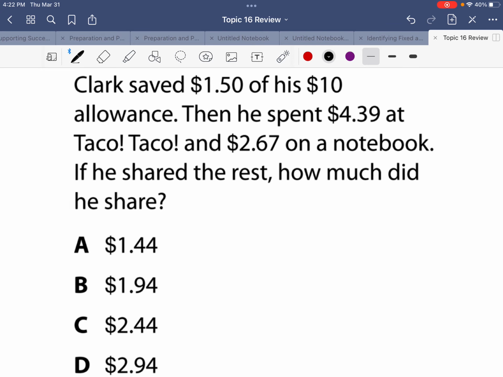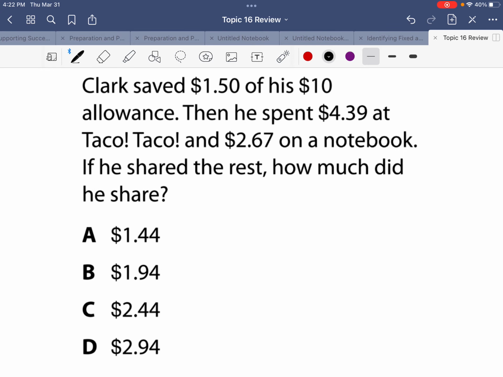Okay, I'm going to read it. It says Clark saved $1.50 of his $10 allowance. Then he spent $4.39 at Taco Taco and $2.67 on a notebook. If he shared the rest, how much did he share?